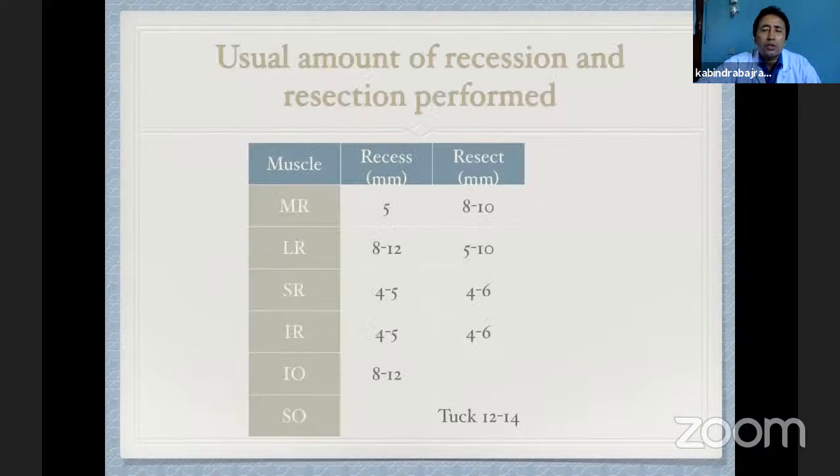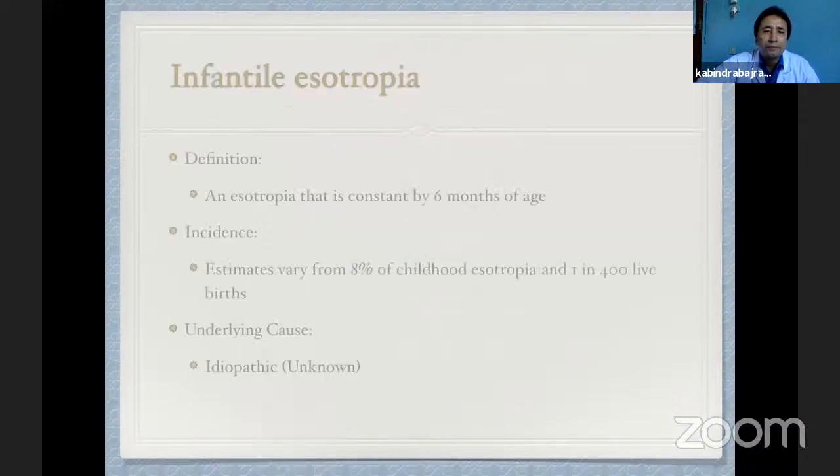This is a chart showing the usual amount of recession and resection we perform. For medial rectus, recession 5 mm, resection 8 to 10. These are rough estimations. But usually we do not operate more than 6 to 7 millimeters for medial rectus and more than 10 for lateral rectus. For superior and inferior rectus it is around 5. For inferior oblique up to 8 to 12, and superior oblique tucking can be up to 12 to 14.